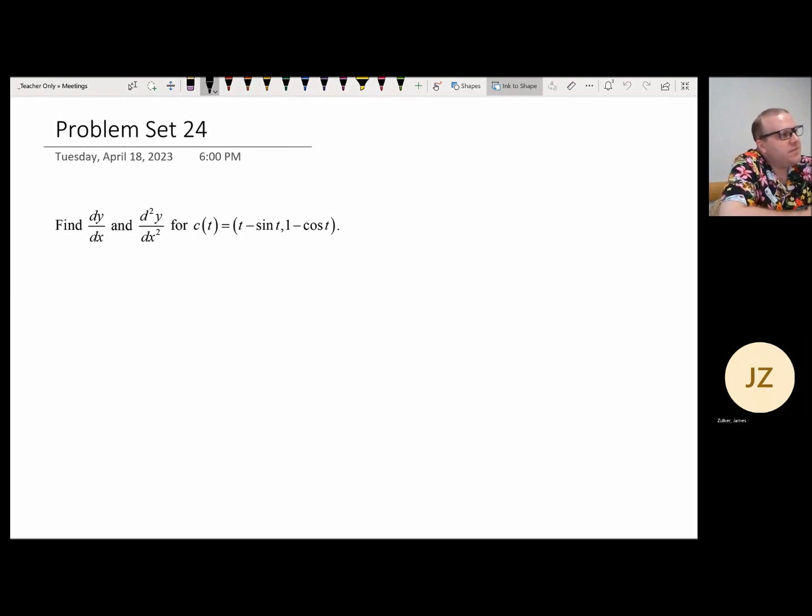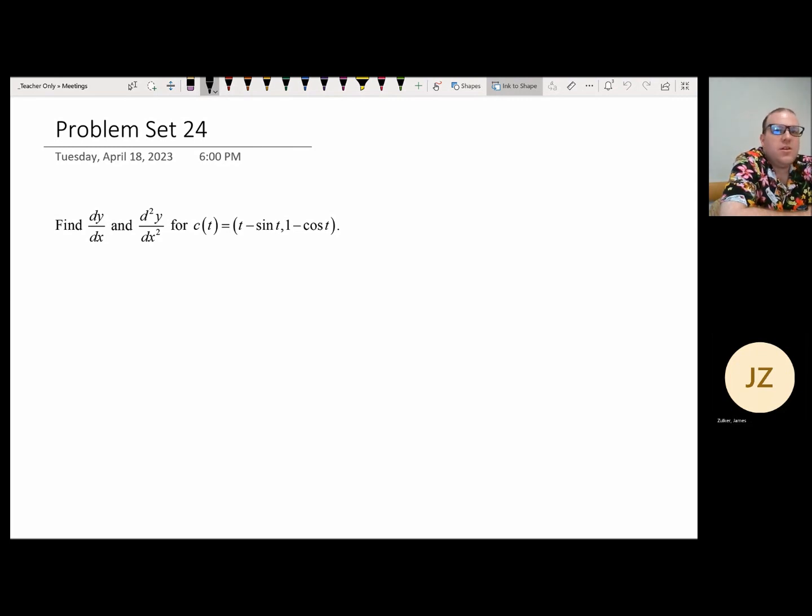Since this passes the vertical line test, would it be possible to write it as a normal function? Yes, you can. That is called eliminating the parameter. Is it possible for every parametric function that passes the vertical line test? Yes. So any parametric curve that passes the vertical line test, you can eliminate the parameter as a function y equals f of x.